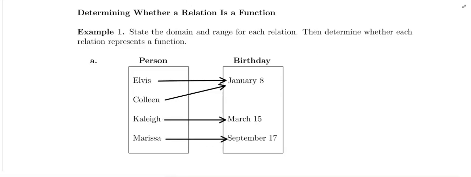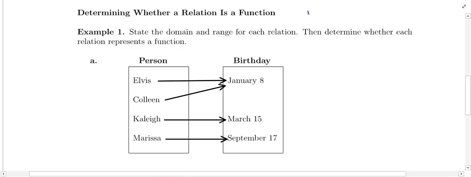Okay, so when we look at something like this, what you need to remember is that the arrow is always drawn from an input to an output. So when you look at this, basically the people, Elvis, Colleen, Kaylee, and Marissa, that's where we're drawing the arrows from. So the people are going to be the inputs. And then we're drawing these arrows to the dates. So the birthdays are going to be the outputs here.